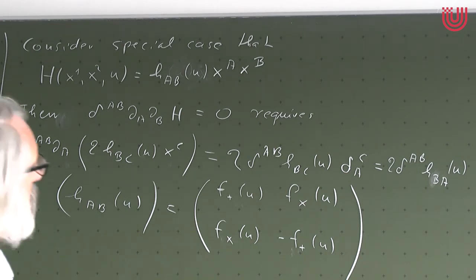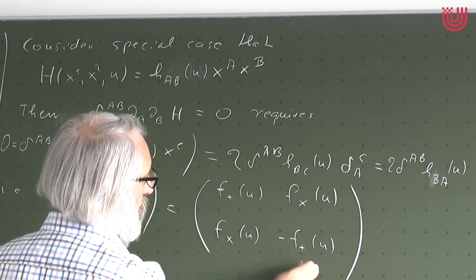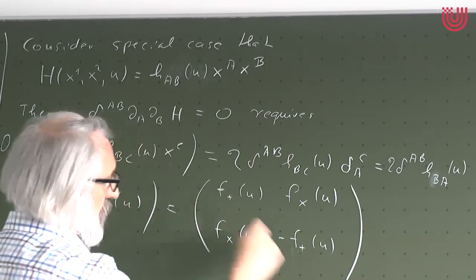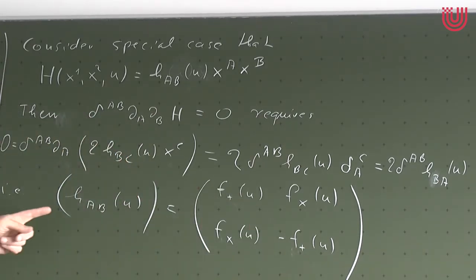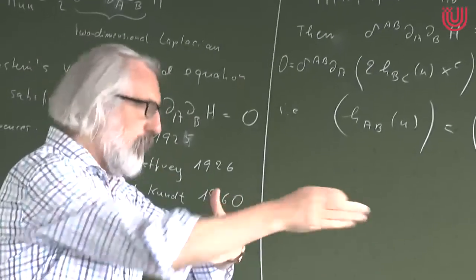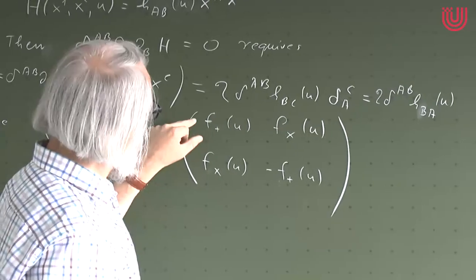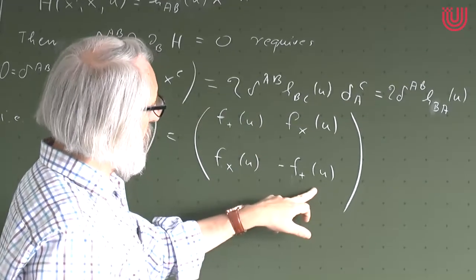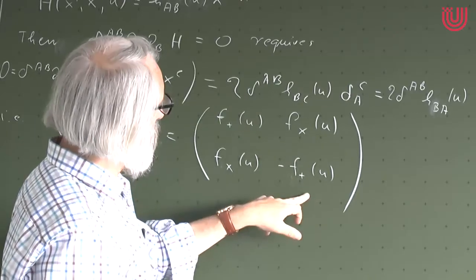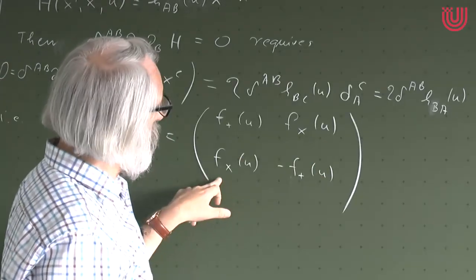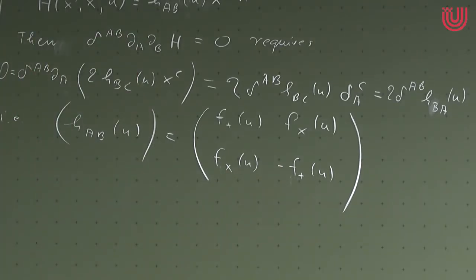And you see the same structure as we had. Everything depends on U, so it's determined by two functions. This is in the x1, x2 plane, right? A and B are coordinates standing for the values x1 and x2. So in this plane, this matrix lives, and it depends on U, which is a coordinate transverse to it. And we have the 1-1 component and the 2-2 component, and they are equal up to sign. The 1-2 component and the 2-1 component are the same.